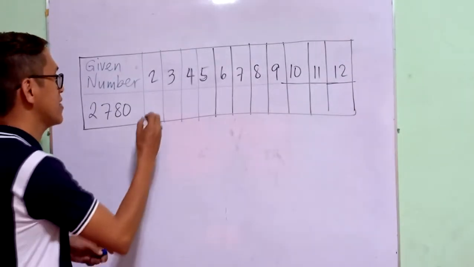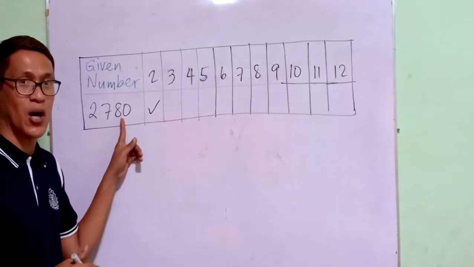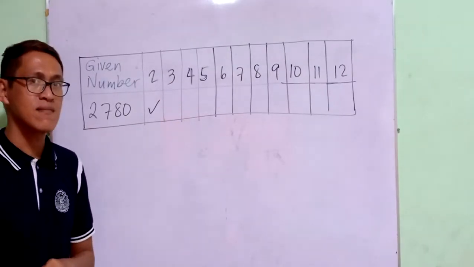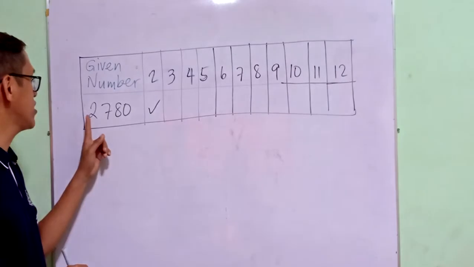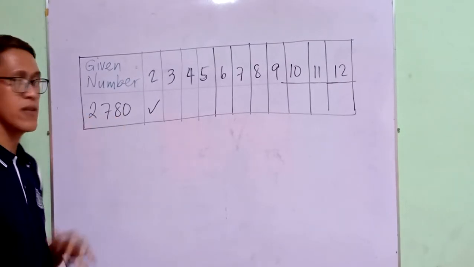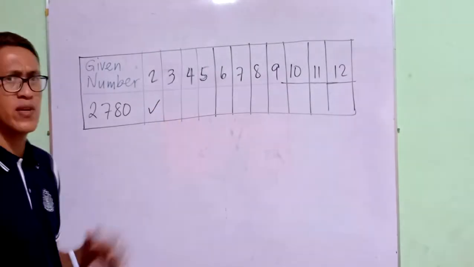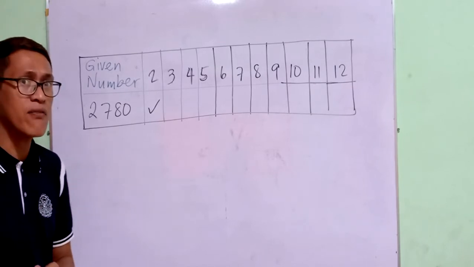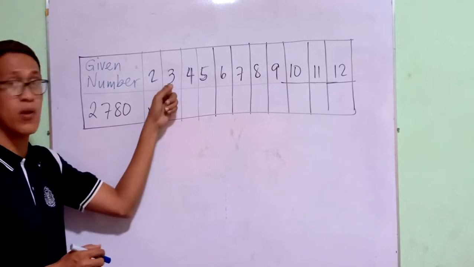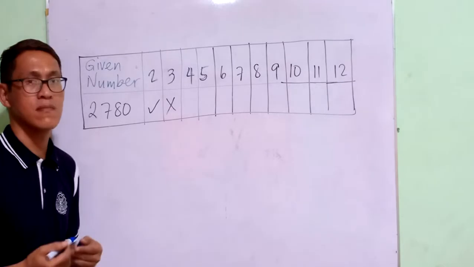Yes, you're right. It's check. Why do you say so? Because it's even number. You're correct. What about 3? What's the rule for 3? You simply add the digits. Let's add the digits 7, 8, 0. If you add them, that's 17, right? Can you divide 17 by 3? No, there's a remainder of 2. So, meaning to say this number is not divisible by 3. So, we will put an X here.